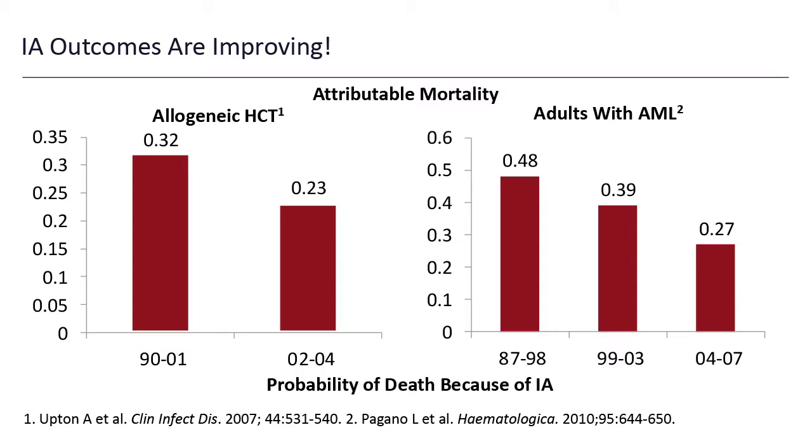Now, fortunately, in the past, this used to be a contraindication to taking a person to transplant. And when it occurred after transplant, it often was associated with a very high mortality. But fortunately, outcomes are dramatically better with decreased attributable mortalities, both in allogeneic transplant patients as well as adults with AML. And I think that there are several contributing reasons why the outcomes are improving.